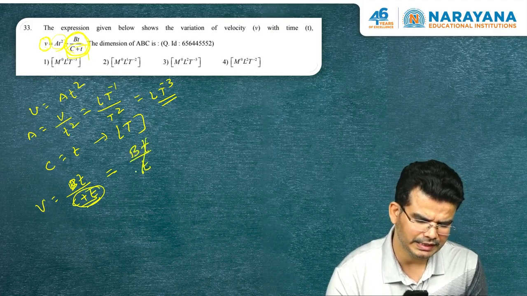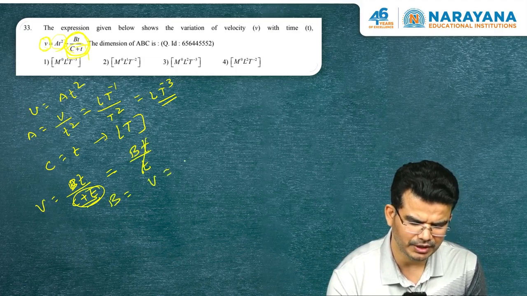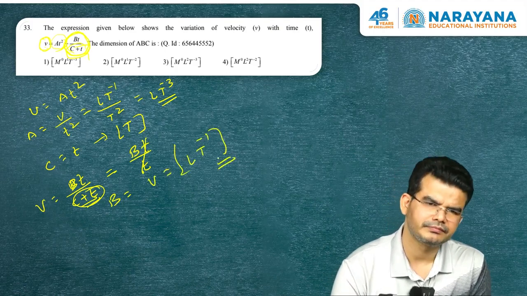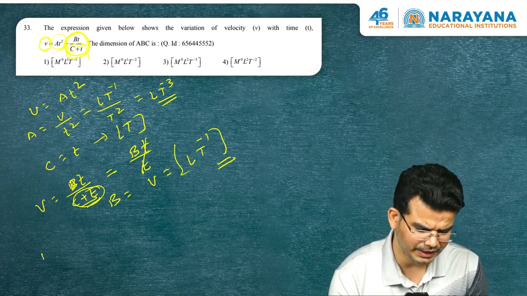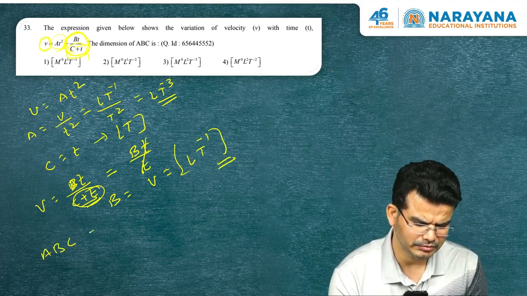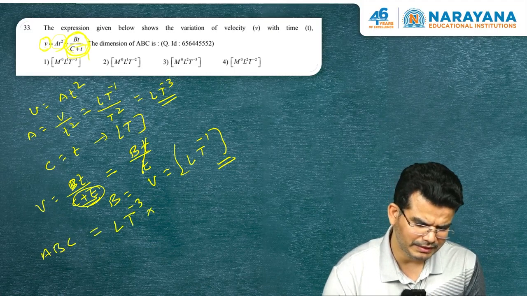So, T gets cancelled. So, dimensionally B is actually V, and V is what? L t minus 1, correct? Just very simple. Now what are they asking? They are asking the dimension of A, B and C. So we have calculated. What is the dimension of A? L t minus 3.